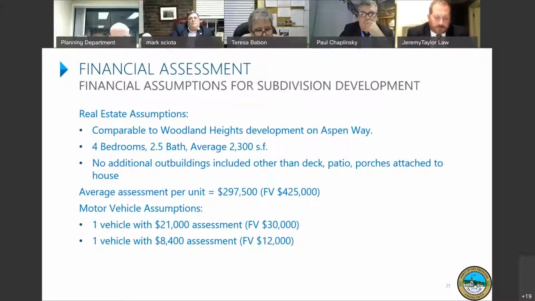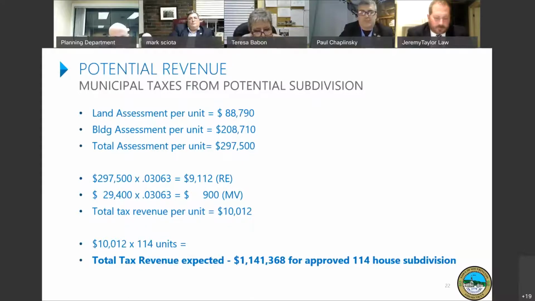So on the next slide, to calculate the potential revenue, we see a subdivision such as the one already approved bringing in. We're going to take the total real estate assessment of $297,500, add that to the total motor vehicle assessment of $29,400, and multiply that by the most recent mill rate we have of 30.63 to get a total tax revenue per unit of $10,012. The calculations further show that that would result in a total tax revenue of $1.141 million for the approved 114 house subdivision.